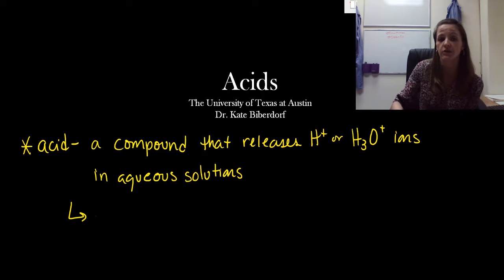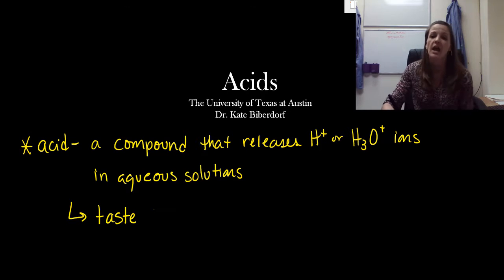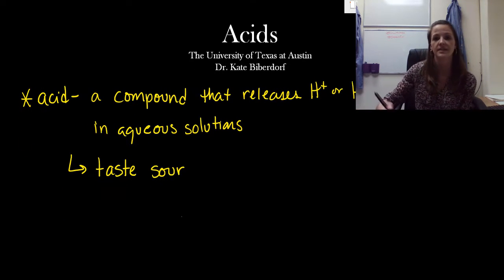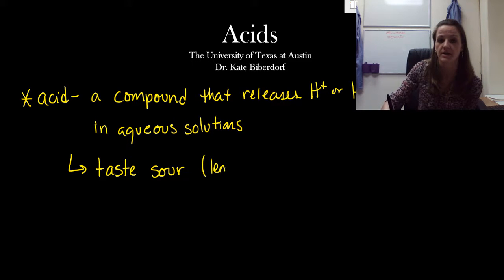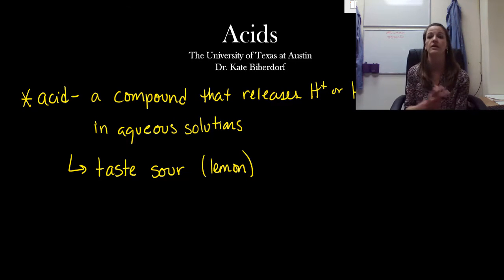Now, how do you know if you're interacting with an acid? Well, if you're interacting with a fairly weak acid and you taste it, it's going to taste very, very sour to you. Our classic example of this would be if you've eaten a lemon. We all know lemons have citric acid in them and it tastes very sour. Same thing with a lime.